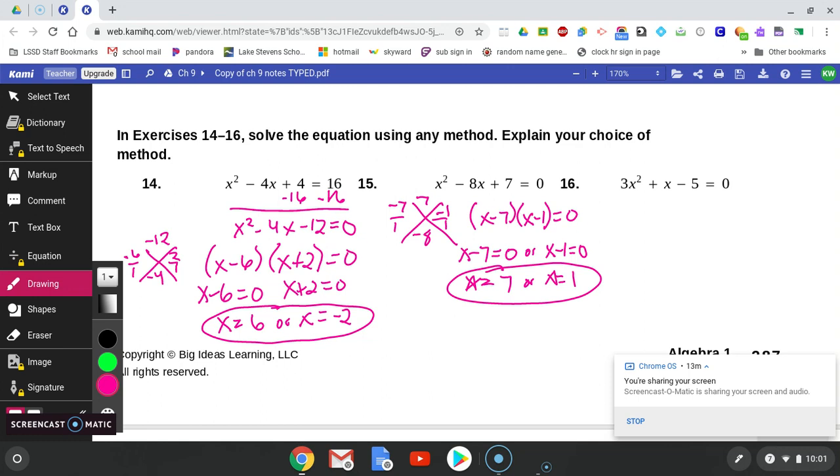The last one, my A term is not 1, so I'm going to use the quadratic formula. So my A term is 3, B term is 1, C term is negative 5. So x is equal to the opposite of my B term plus or minus the square root of B squared minus 4 times A times C all over 2 times A.